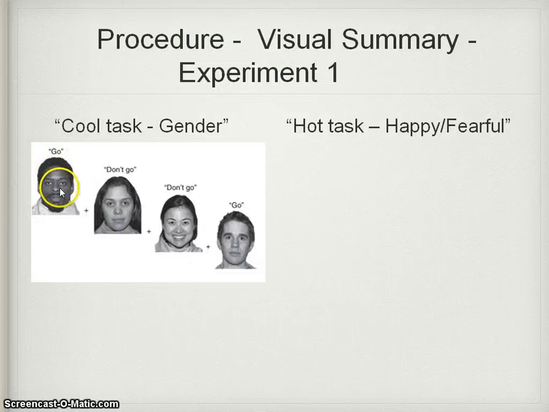So you would say, when you see a male face, click. When you see a female, don't click. Okay, and then they could mix that up and they could say, right, on this trial you're clicking when you see the females and not clicking when you see the males. So it's called a cool task because it's not a particularly emotive, impulsive thing to be able to recognize males or females, whereas the hot task, they're seeing this as the cookie trial, the marshmallow trial.